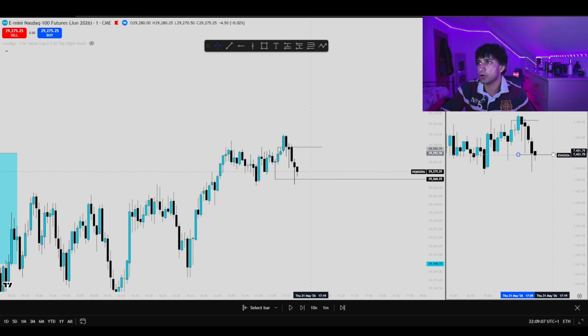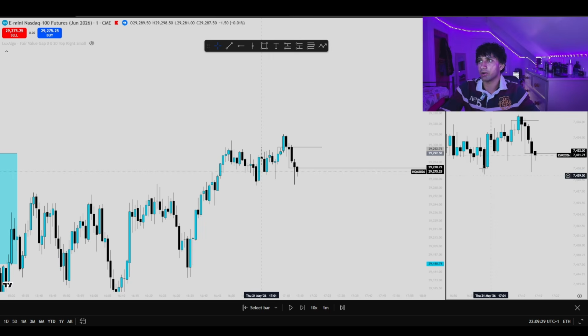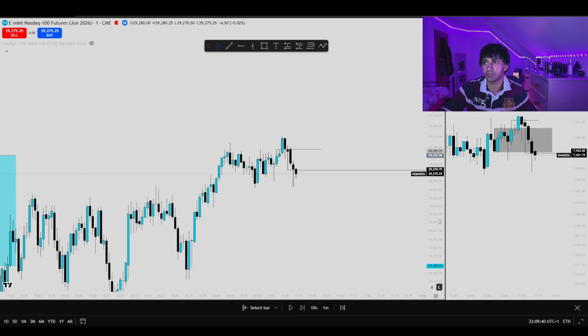So we have a shift in market structure on the S&P 500 through this swing low, and we have a shift in market structure on NQ through this swing low. Now, for our inverse order block on ES, we have this one right here to the left that is paired with the fair value gap. This model right here is valid for shorts.